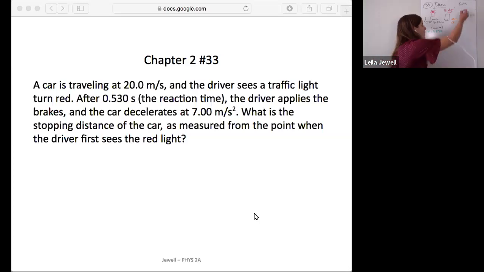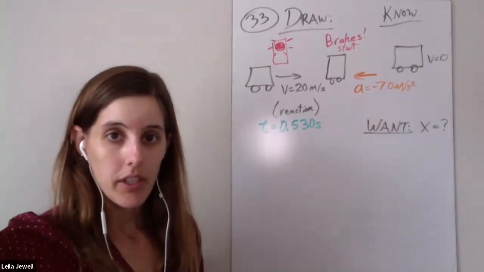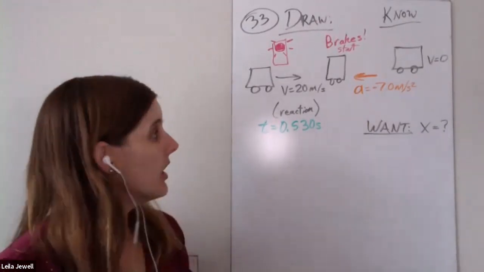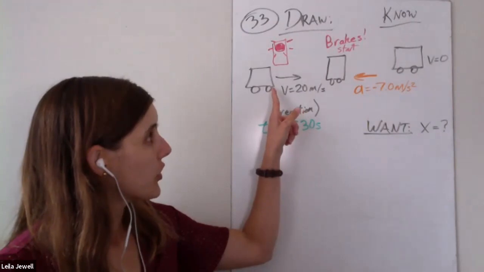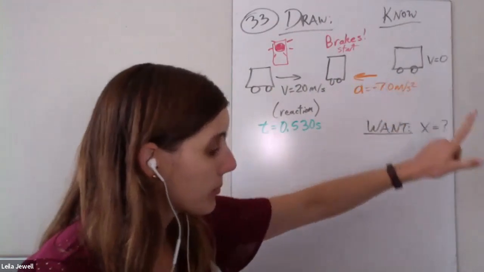So what do we want, right? What are we looking for? Well, notice it says the stopping distance as measured from the point when the driver first sees the red light. So we're going to want some sort of x here as the stopping distance. Now I'm going to stop the share so that this becomes bigger. Whoops, sorry about that. Now that's the distance from when the driver first sees the light to when they start applying the brakes to when they do finally stop.